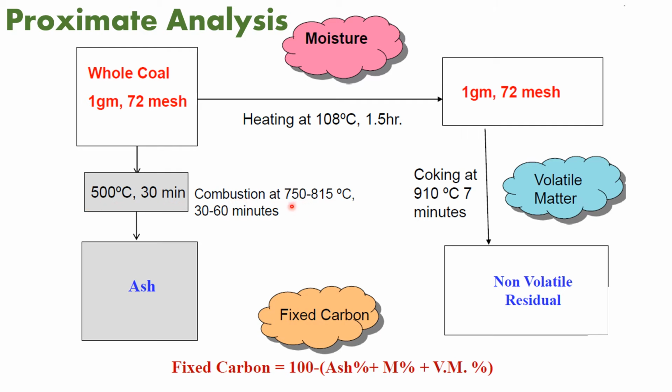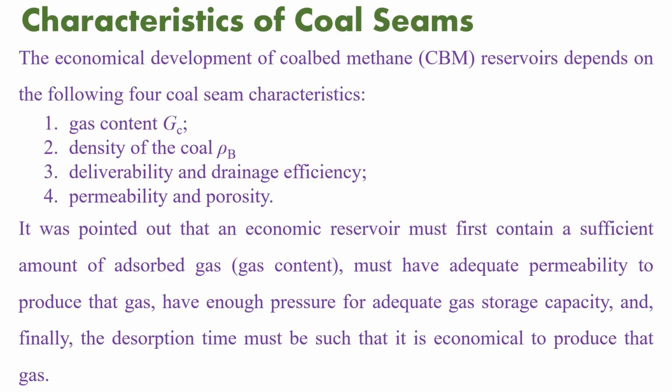Next at 750 to 850 degrees centigrade for 1 hour literally. So we get the ash content. So దాన్ని బట్టి we have to determine the fixed carbon content, which is equal to 100 minus (ash percent plus moisture percent plus volatile matter percent). So fixed carbon content అంత ఎక్కువ ఉంటే అంత మంచిది, because it will signify the rank directly.